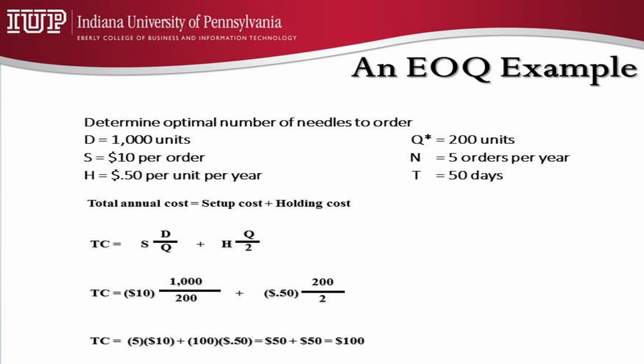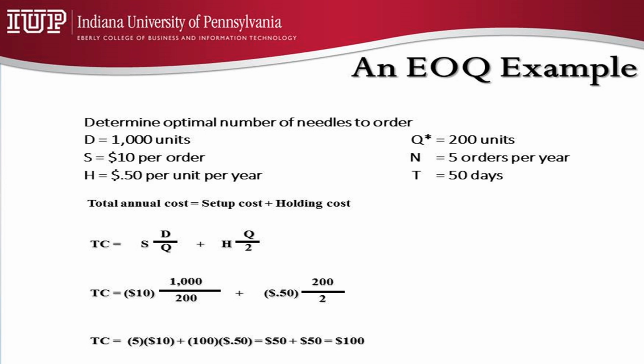That is the economic order quantity. Economic order quantity is the quantity at which not only the total cost is minimized, but the holding cost is equal to the ordering cost. So our economic order quantity in this example is 200, resulting in $100 of combined holding and ordering cost expense.